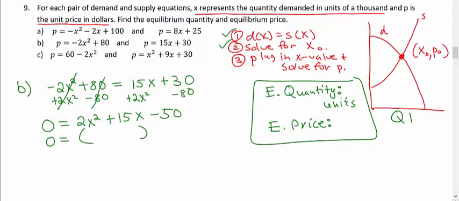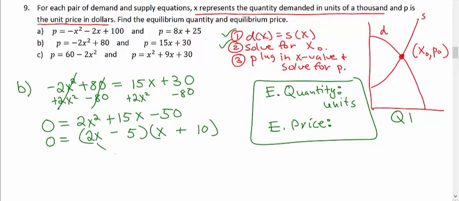Now I'm going to attempt to factor this, and when we factor, we do first times the first to get 2x squared, so that would be 2x and x. Now we're looking for two numbers that multiply together to give negative 50. There's several options. I'm going to go with 5 and 10, and I'm going to choose a positive 10 and a negative 5. Remember that you can always check this by foiling it out.